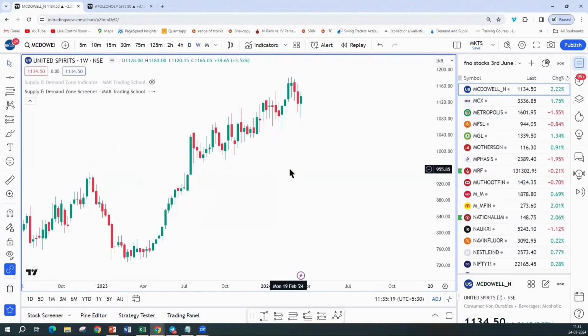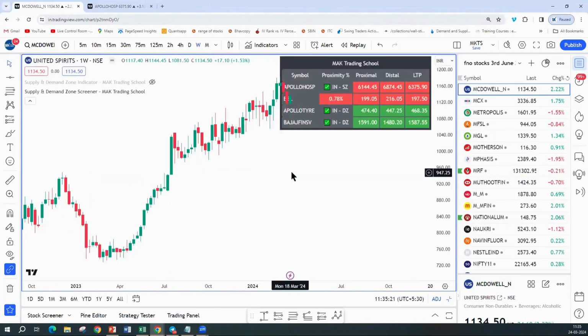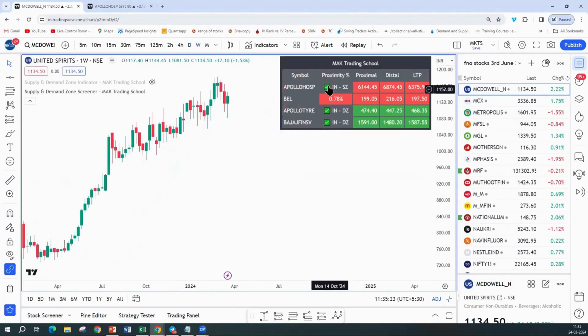So let's screen on a weekly time frame. On a weekly time frame, this is telling me Apollo Hospital is in a weekly supply. Apollo Tyres is already in a weekly demand zone. Bajaj Finserv is already in a demand zone. So this also becomes a good starting point for you to plan trades.